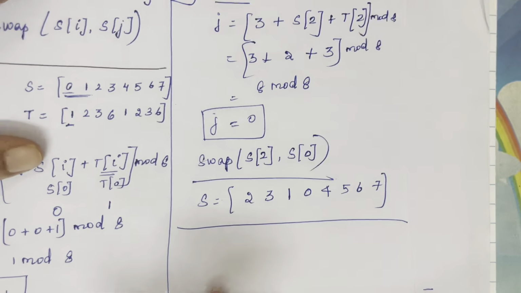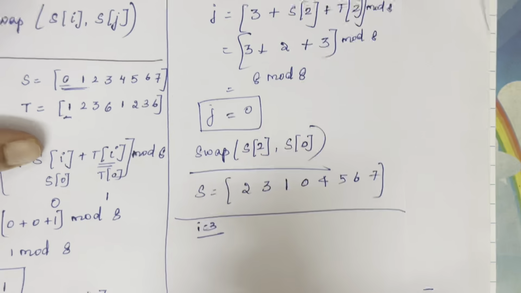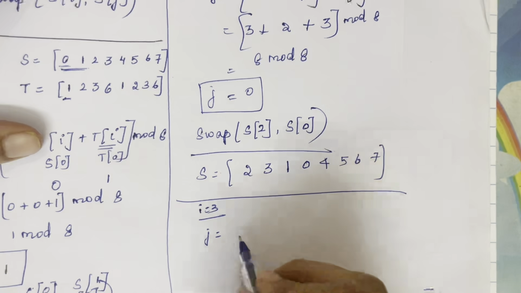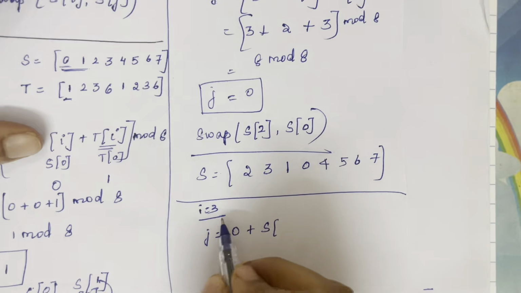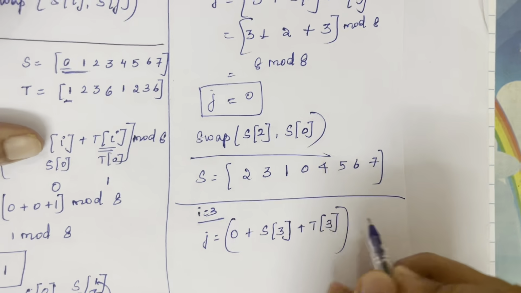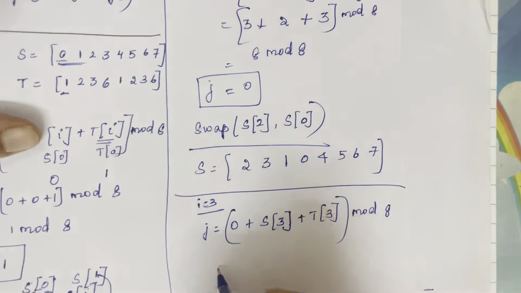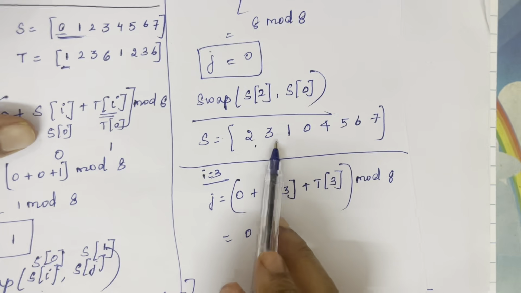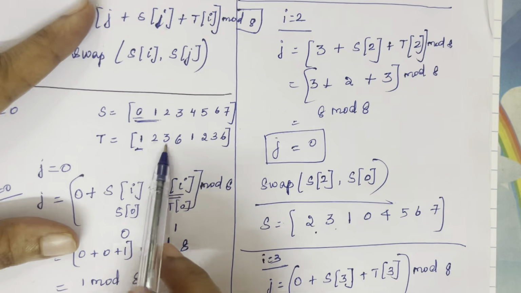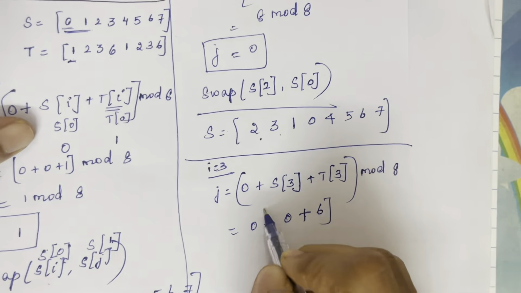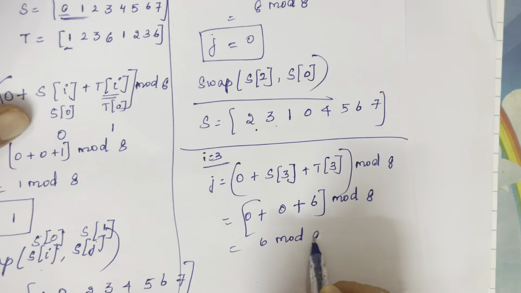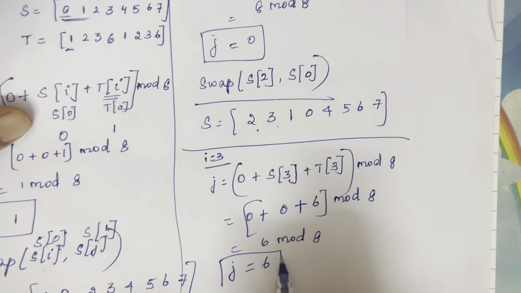Okay, now we move on to the next iteration, I equal to 3. So what is I equal to 3? That will be j will be equal to j. What is the previous value for j? It is 0 plus s of I, s of I is 3, plus t of I, that is 3 mod 8. So what will you get? s of 3 is 0, 1, 2, 3, that is 0 plus t of 3. What is t of 3 here? 0, 1, 2, 3, that is 6. 6 mod 8. So you will get 6 mod 8. 6 mod 8 will be 6. So j will be equal to 6.